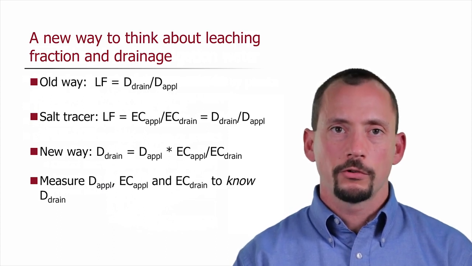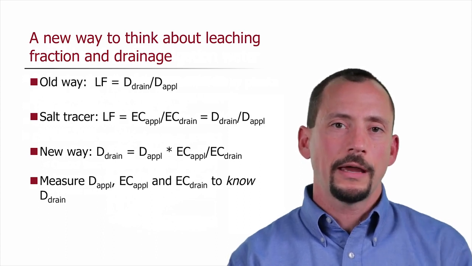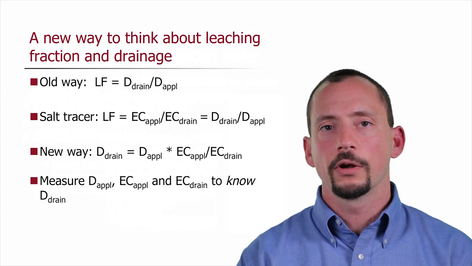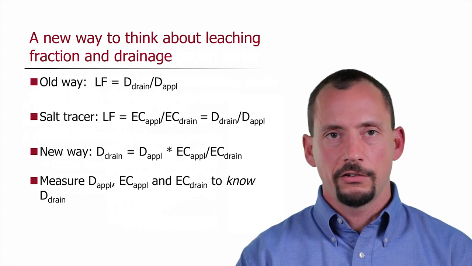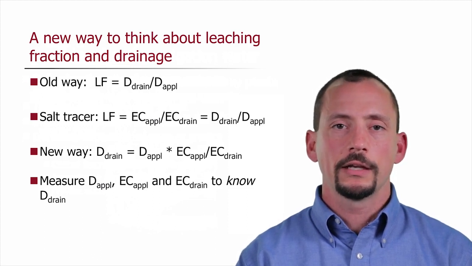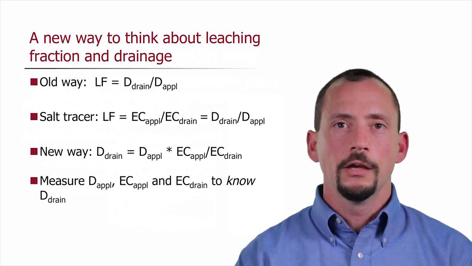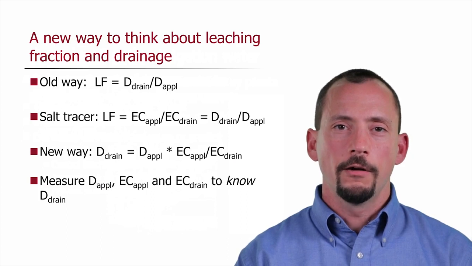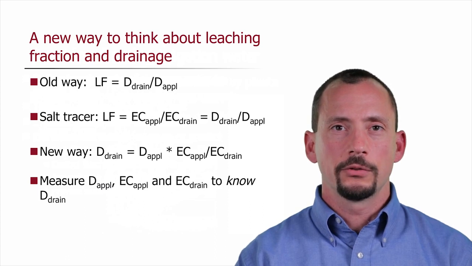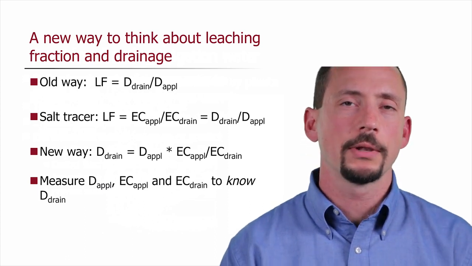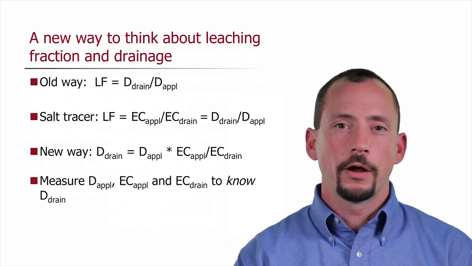So what does this do for us? First of all, it gives us a super easy way to calculate leaching fraction, but we don't really care about leaching fraction anymore. This gives us even more information. If you combine the two equations that tell us leaching fraction, you'll see the third equation there, that we can actually calculate the depth of water that is drained through our root zone simply by measuring the ratio of the EC of the applied water and the EC of the water that's drained through the profile. We also need to know how much water we applied, but if we know that information, we can get an idea of the amount of water that we've drained through the root zone.